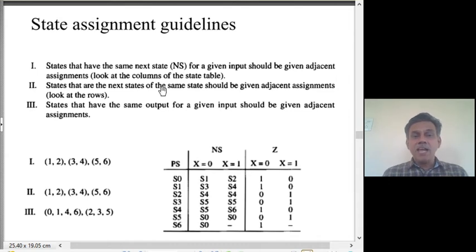So these guidelines help us in getting such an assignment. Well, these guidelines are rules which can be understood with some intuition, but there is no rigorous proof that we will give for these guidelines. Okay. So now look at what gives rise to the complexity of the circuit when we design it.